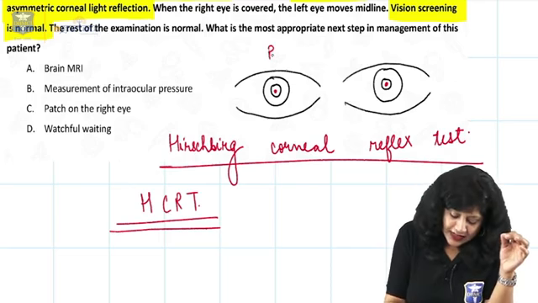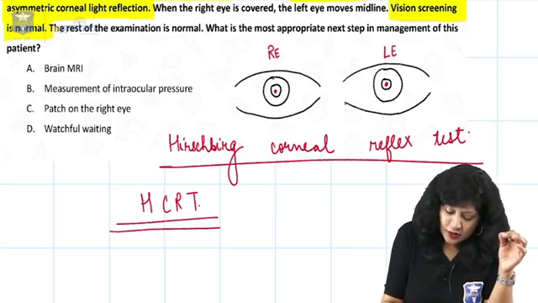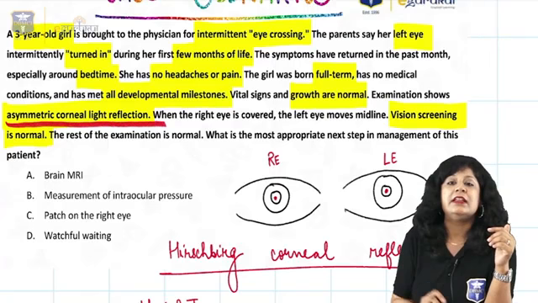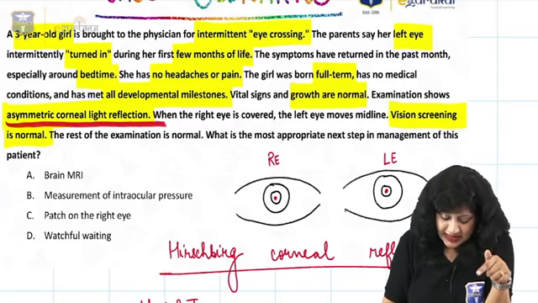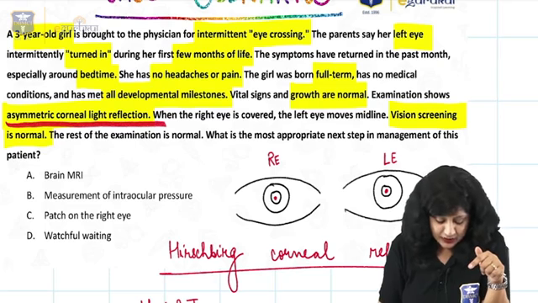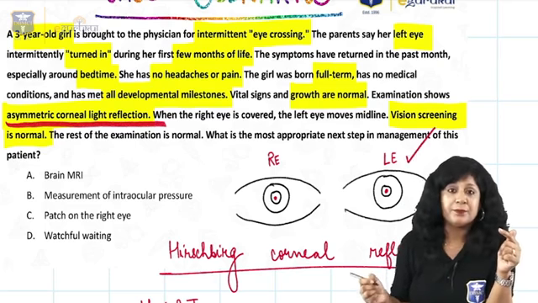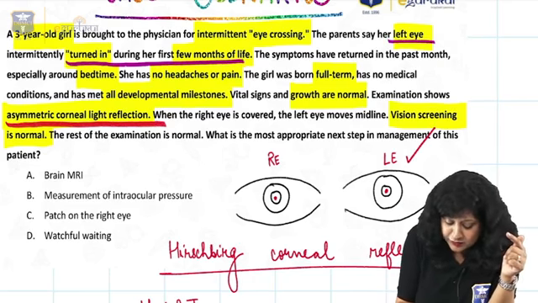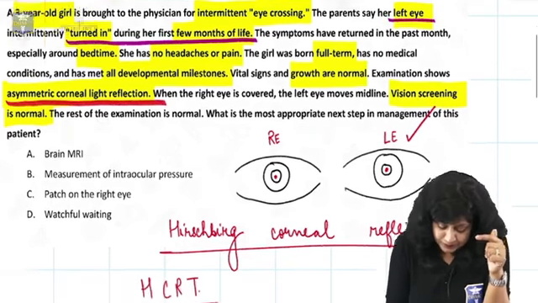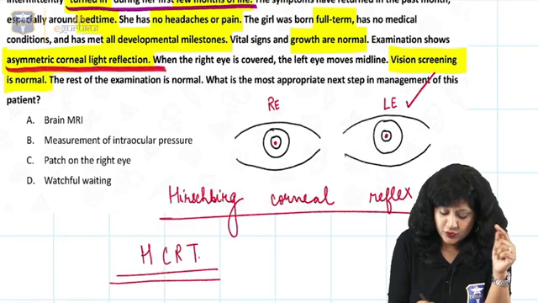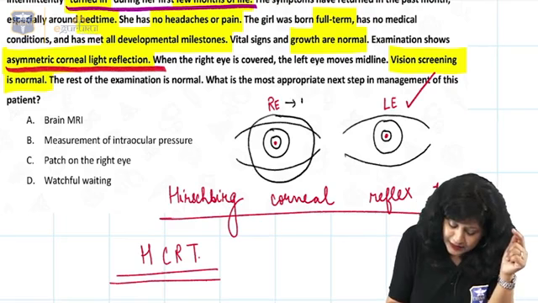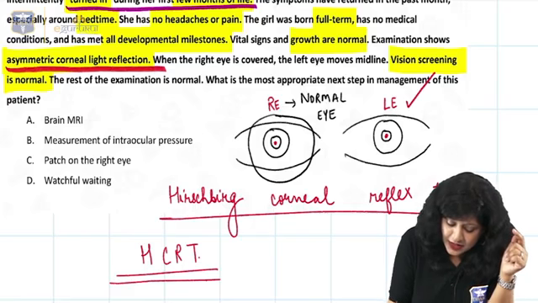Now suppose this is the right eye of the patient and this is the left eye of the patient. Now they are saying that it is actually showing asymmetrical corneal light reflection. And in which eye is there an asymmetry? That is present in the left eye. Why? Because they said that the left eye was turning in during the first few months of life. Now if I am covering the right eye, that means I am covering the normal eye.